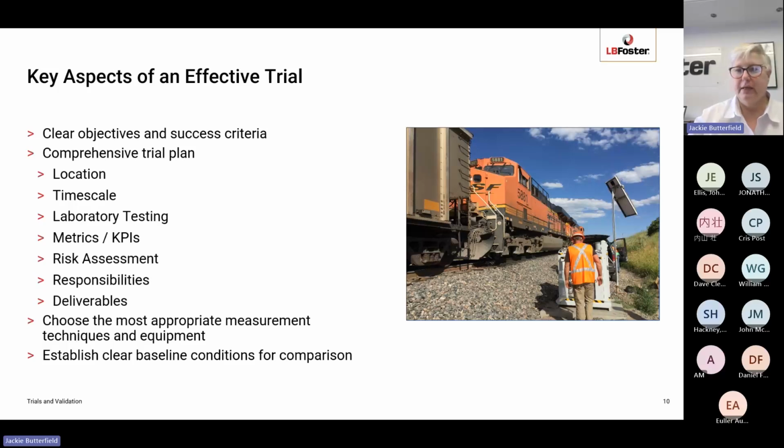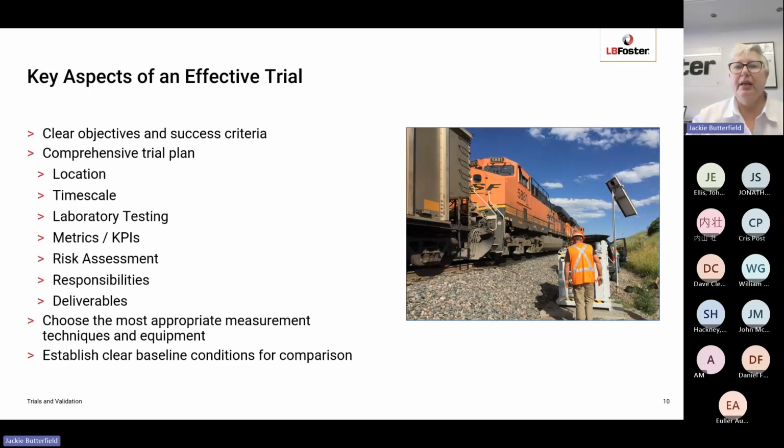And laboratory testing can help to back up and de-risk some of those aspects as well. The plan should also give details of the commitment and responsibilities of the different parties. So, for example, if LB Foster would be involved in a trial, we would lay out exactly what our activities would be, what our responsibilities would be, and what the expectations of the customer would be in terms of what they would supply. And then finally, the trial should give details of what the trial will deliver in terms of a report or presentations, or even calculations, so cost-benefit calculations.